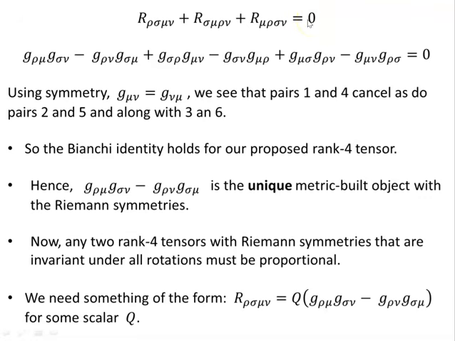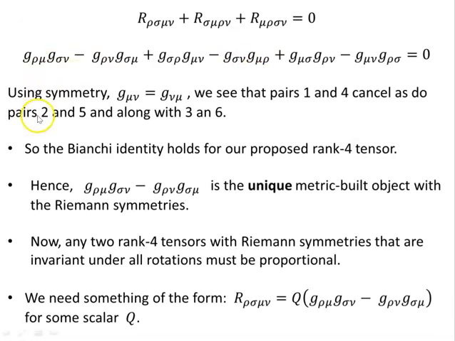So in our proposed form for the Riemann tensor, if this one is going to be this one, and this one's going to be this one, then we want it all to sum to 0. We want it to, it must obey the Bianchi identity. So if you have a look at pairs 1 and 4, you notice that they're going to cancel. Rho mu and mu rho are the same thing. Sigma nu, and so this cancels with this one.